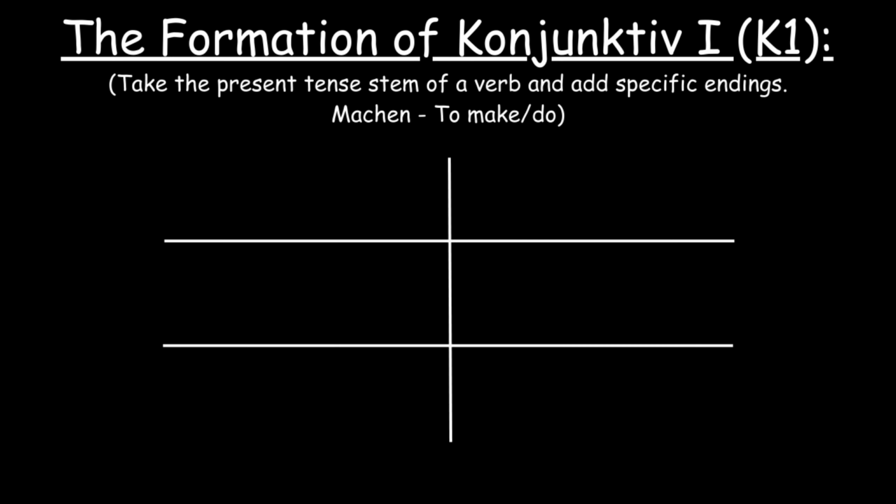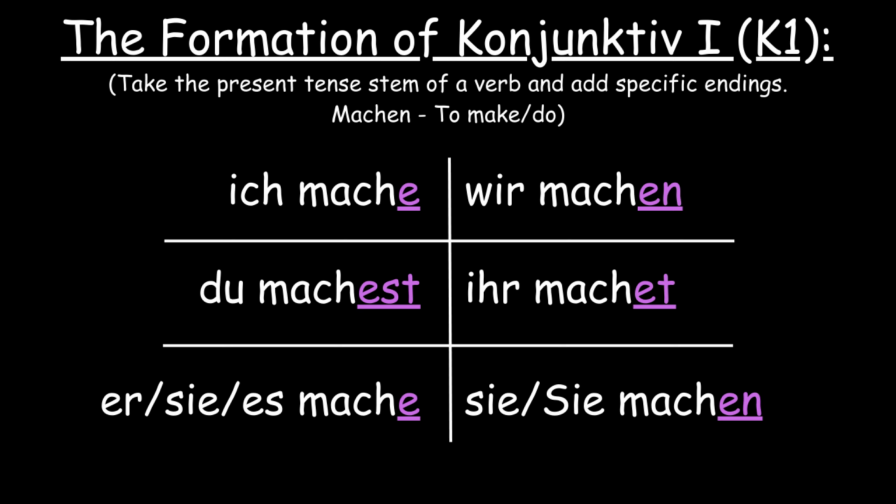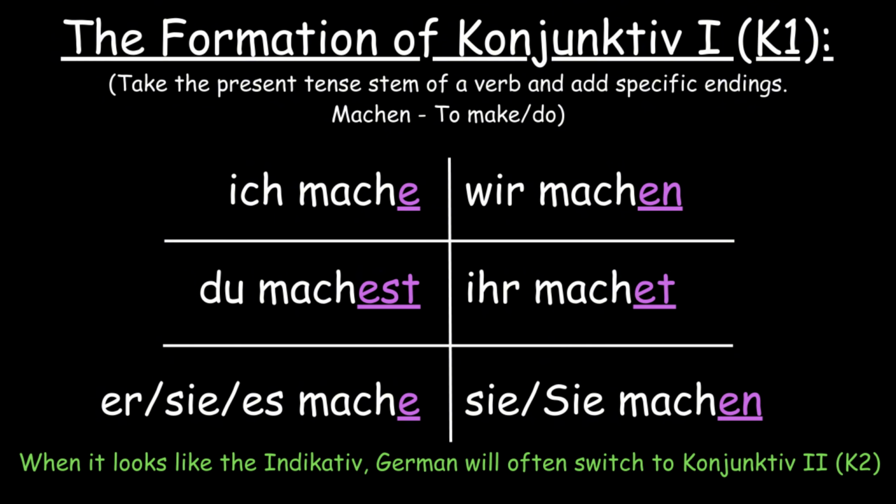Take the verb machen, which I showed previously. To put the verb in Konjunktiv 1, we take the present tense stem and add the endings that fit in the subjunctive. Ich mache. Du machest. Er/sie/es mache. Wir machen. Ihr machet. Sie machen. This is the general pattern for verbs in Konjunktiv 1, and when it looks like the indicative, German will switch to the second subjunctive.